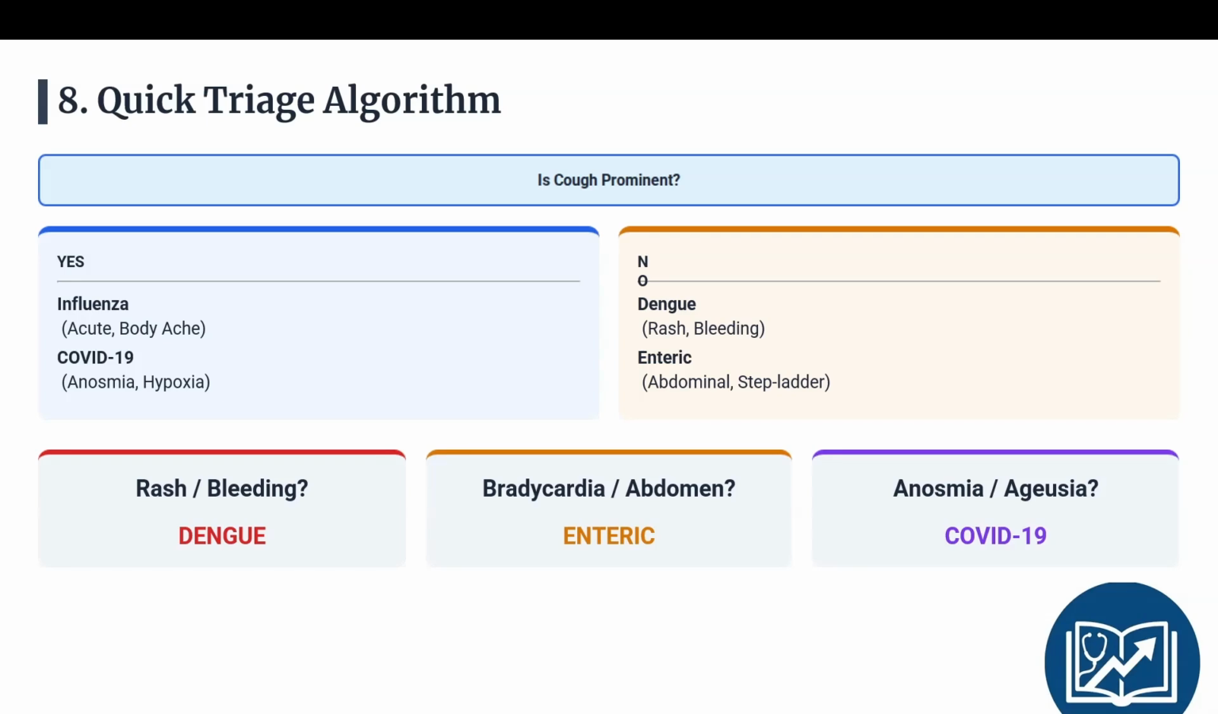Hope you learned the basic presentations of the common infections that present to the emergency for clinician practice and the approach to clinical judgment of the common illnesses.